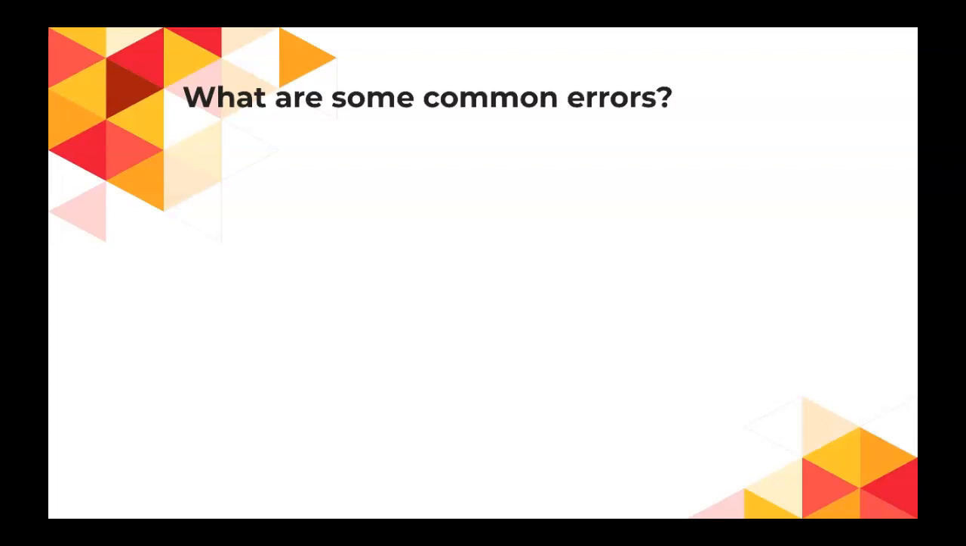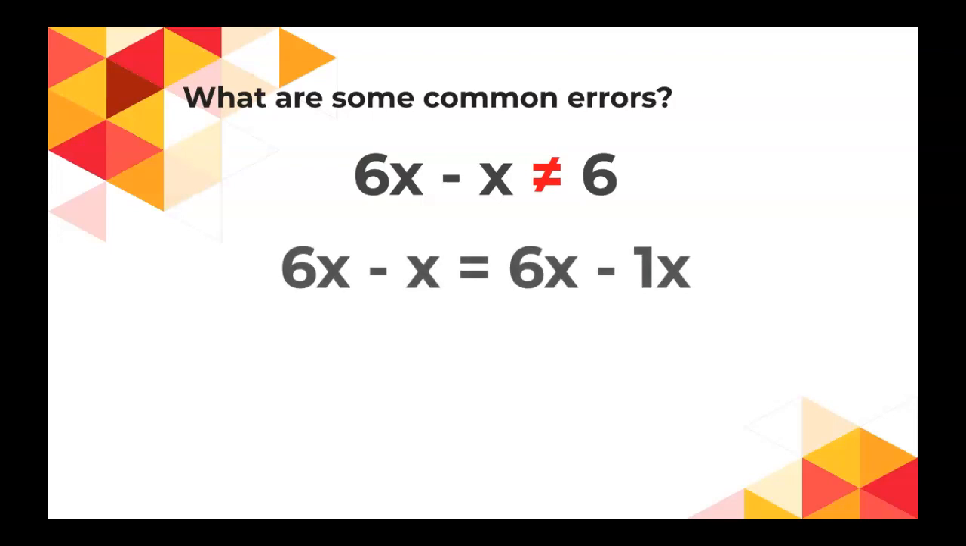First one that comes up a lot: 6x minus x. It's not 6. It's tempting to look at those x's and just take them away. But in reality, 6x minus x means you're taking 6x minus 1x. It's like you have 6 apples minus 1 apple. You are left with just 5x.